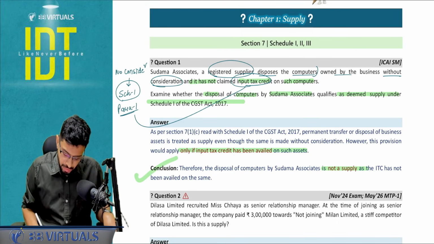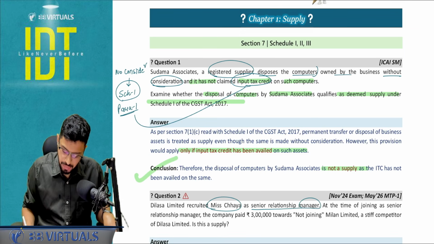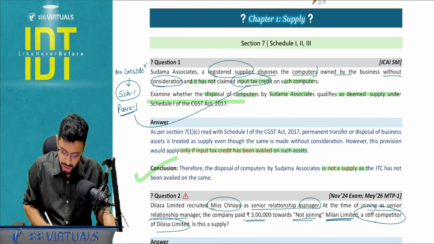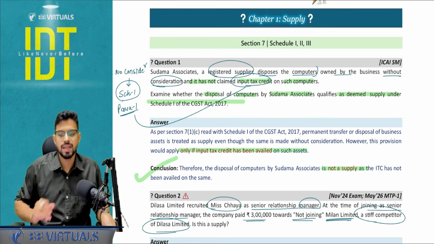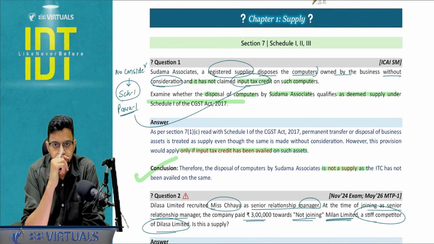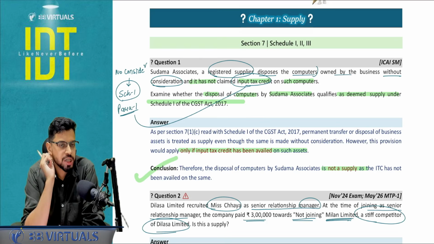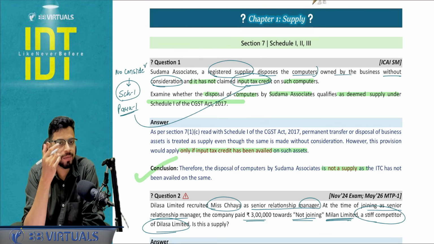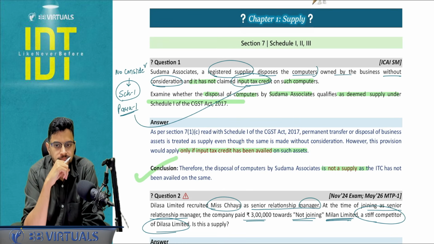Dilasa Limited recruited Miss Chaya as a senior relationship manager. At the time of joining as a senior manager, the company paid 3 lakh rupees for not joining another company, Milan Limited, which is a stiff competitor of the company Dilasa Limited. Is this a supply? Will we apply schedule number 3, paragraph number 1? No, we will not apply.